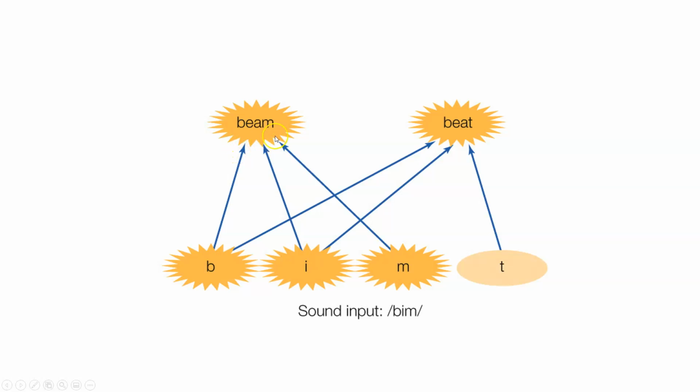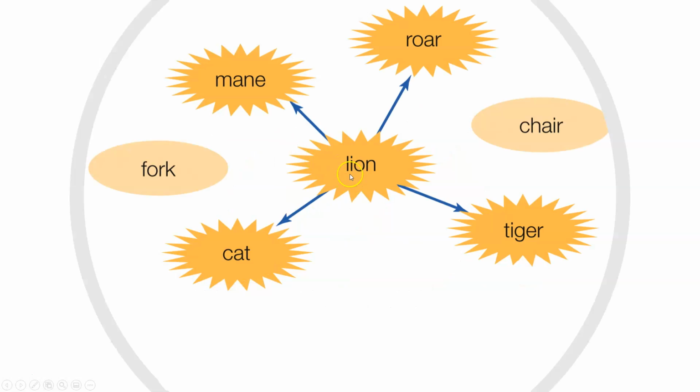Once we are activating a particular word, we find that some other interesting things happen. Like, let's say that somebody says the sounds lion. Once they say that, and the word lion is activated in our memory, then other similarly related words are also activated, like the words mane, roar, tiger, and cat. But words that aren't related, like fork and chair, would not be activated. This phenomenon here of activation is called semantic priming.